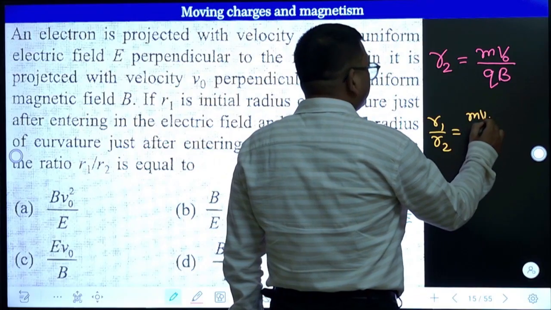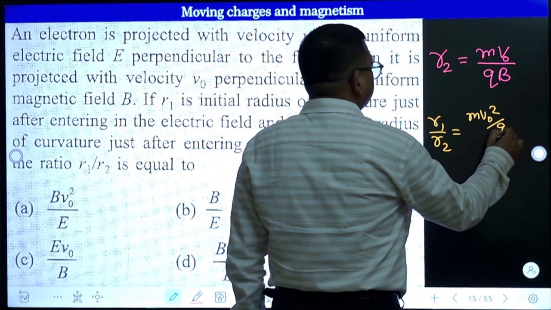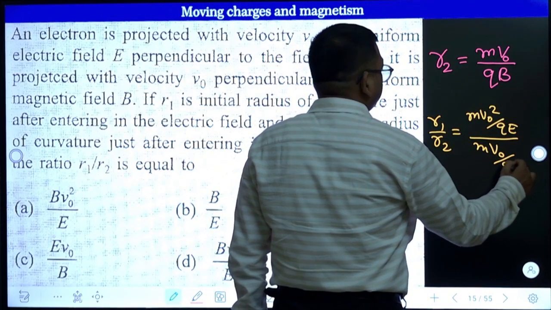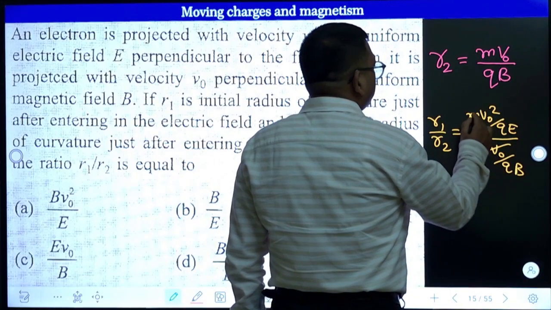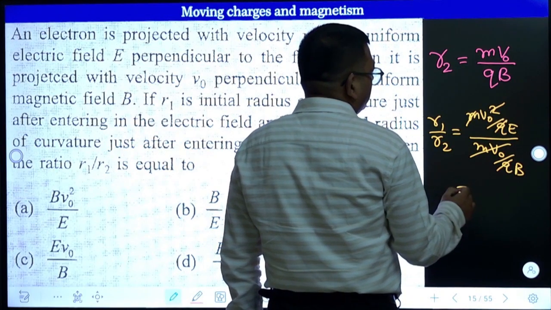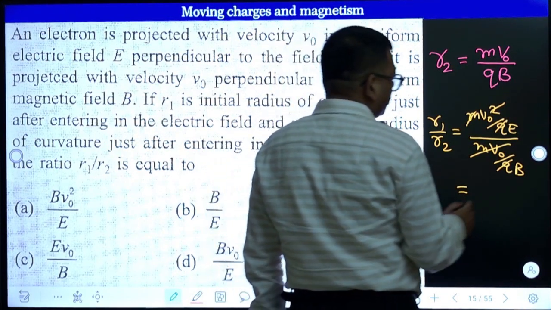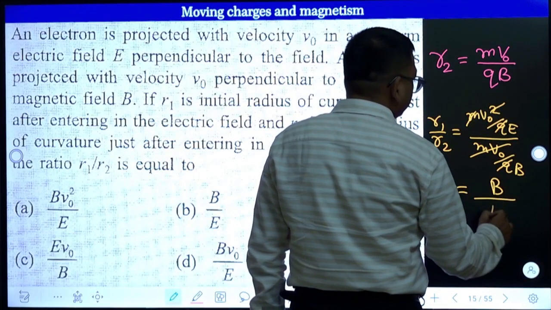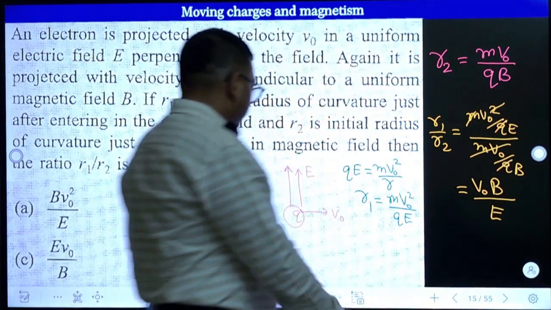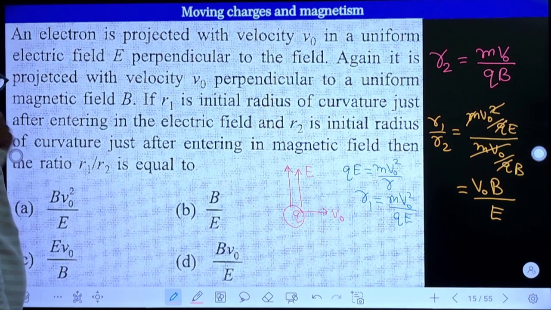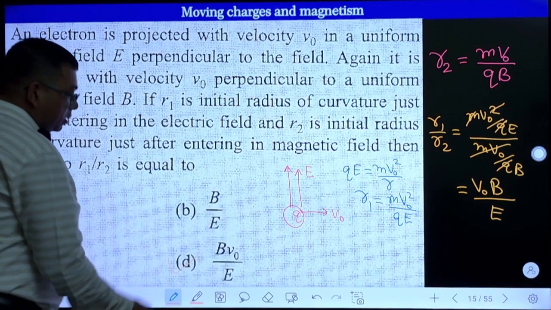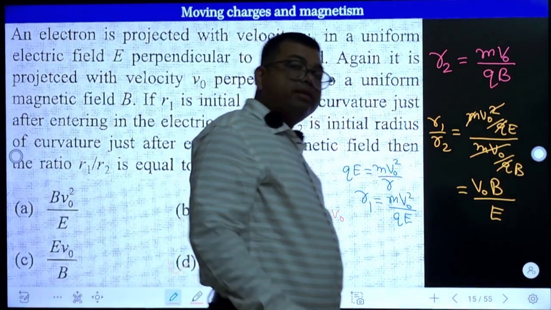So mv naught square by QE by mv naught by QB. So mv naught cancels, Q cancels. What do you get? From here B by E definitely comes out, and one v naught remains here. So v naught B by E. Let us check that. V naught B by E. This is option number D, right? So I hope you got this simple question. Then let us move to the next.